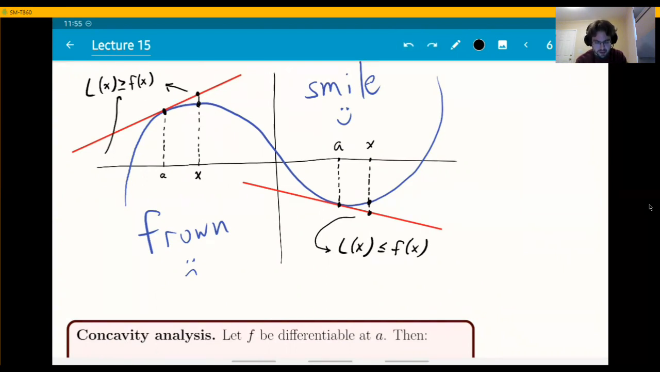I wrote larger than or equal because technically the function could be a line, so the tangent line is equal to the function. But usually you're going to see strictly larger. Whereas now looking at the other half, if you have a concave up function around the point A, and you look at an x close to it, then the tangent line is going to be below the graph. So the linear approximation is below the graph.